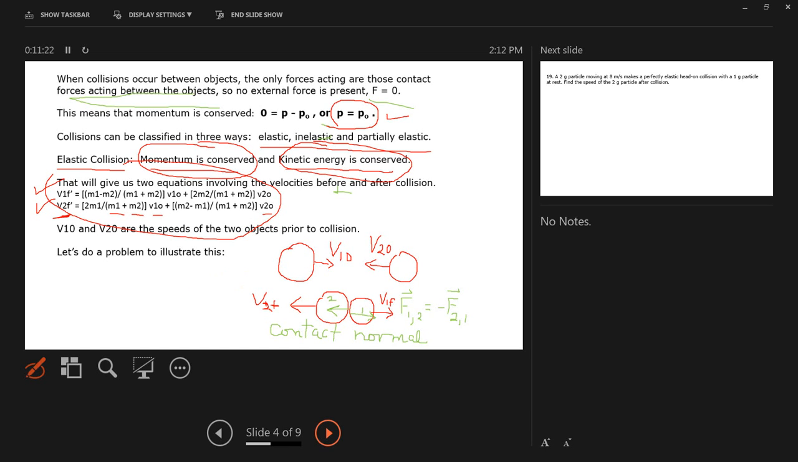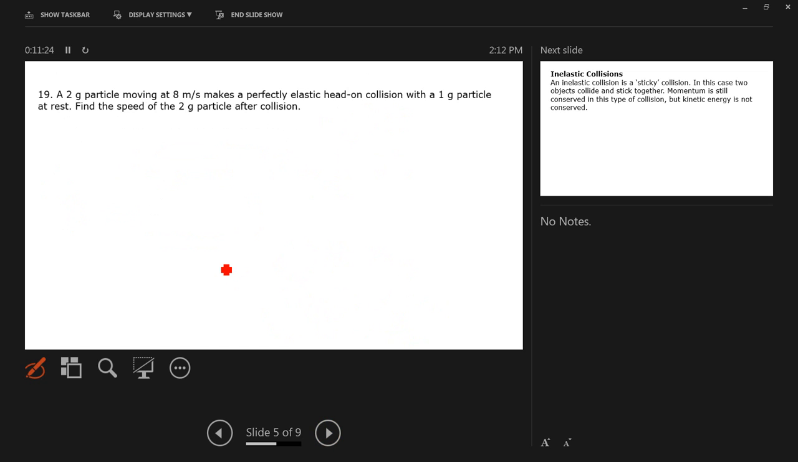And so let's put this to practice and look at a problem like 19. We have here our two objects, so let's say M1 is 2 grams, M2 is 1 gram, V10 is 8, and V20 is easy. V20 is 0.